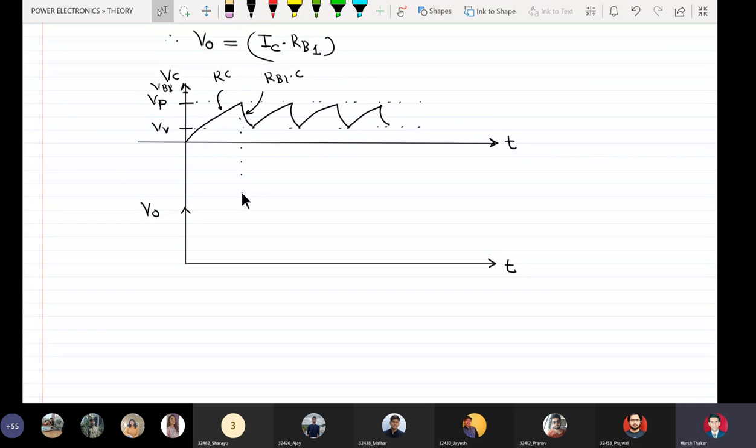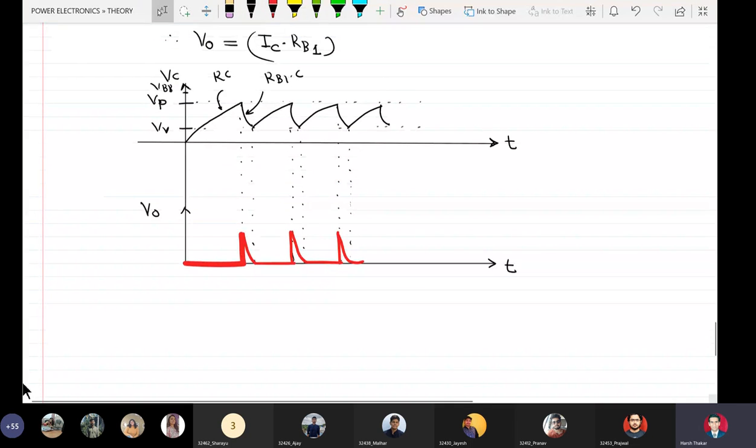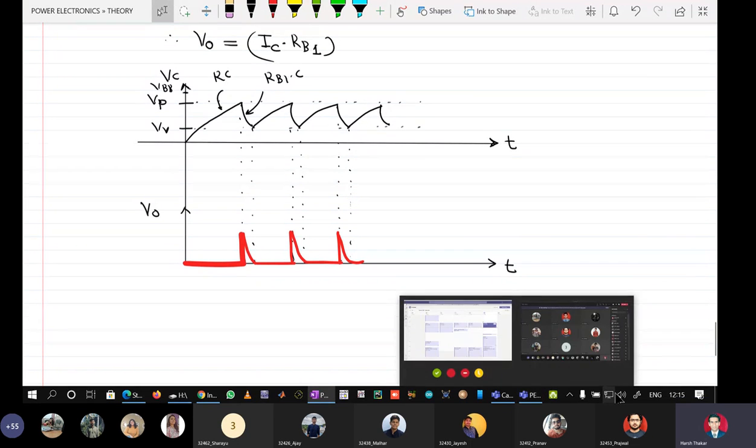So the output voltage goes something like this. When the capacitor is charging, the output voltage is 0, and when it is discharging, you get the pulse there. Fine. So these are the firing pulses.